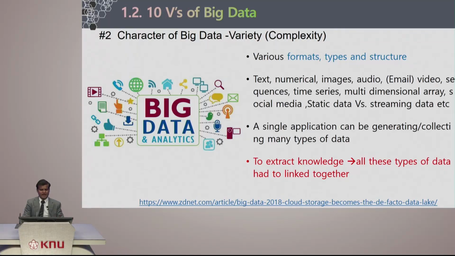Then comes the variety. As we have seen, data comes in many different forms. Some are numerical data, some are audio data, some are time series data, multidimensional data, and some include the text messages we receive, the emails that we receive, the photos, images. These are all the variety of data that we have. At times a single application can be collecting many different types of data. And to extract knowledge, all these types of data sometimes have to be linked together.